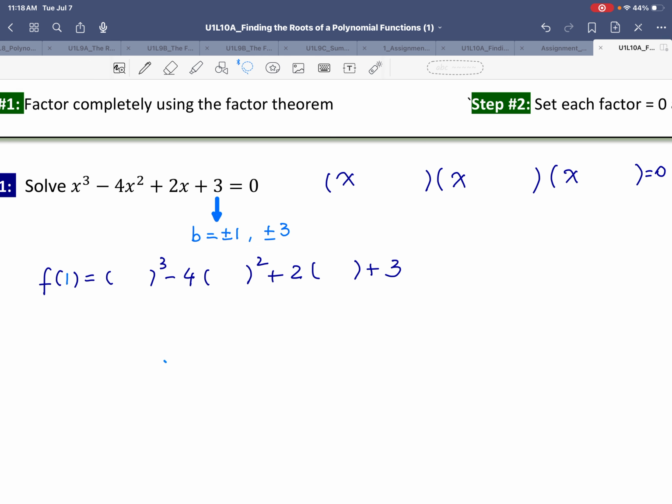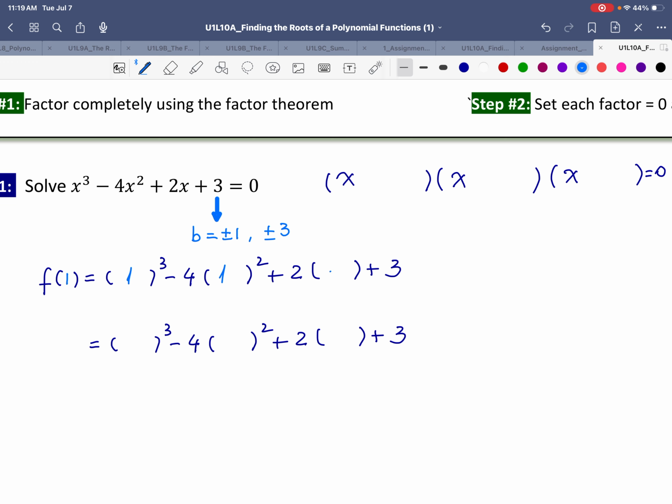So I'm going to copy this down so that we have it for our next possible value. So here we go. We're going to start with 1 to the power 3 minus 4 times 1 squared plus 2 times 1 plus 3. As you can see here, we're going to get 1 minus 4 plus 2 plus 3, and that will give 5 minus 4, 1, that's 2. So this is different than 0. Therefore, we're going to say x minus positive 1 is not a factor.